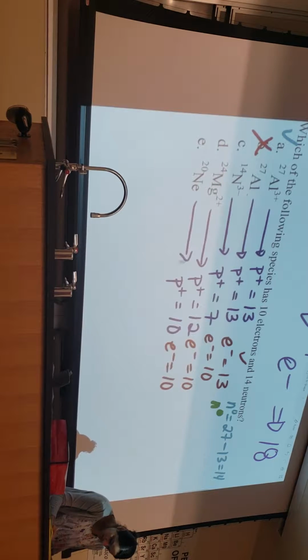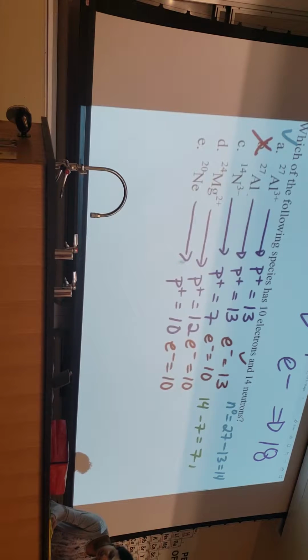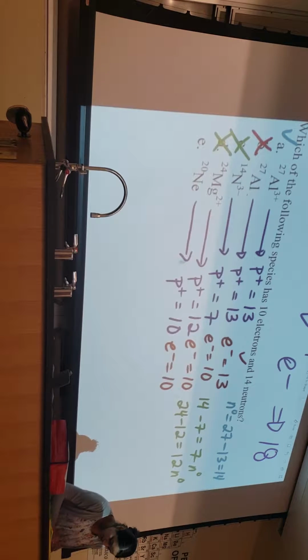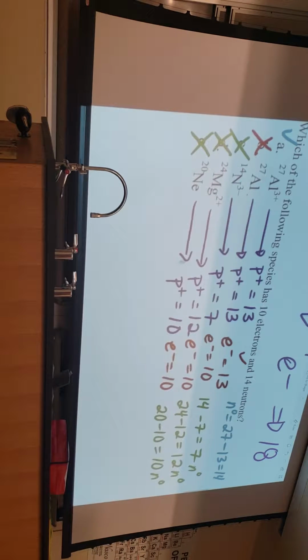Well, B was out, so I don't even need to do B actually, now that I think about it. Let's look at C. So here I have 14 minus 7. Here I'm going to get 7 neutrons. That's not what I'm looking for. This one's out. Next one, 24 minus 12. So that's not going to work out. And then the last one is 10. Bam, that one's out too. So the only one that works is A.